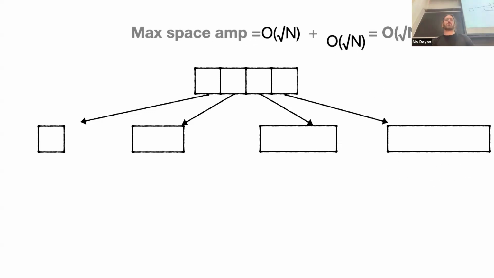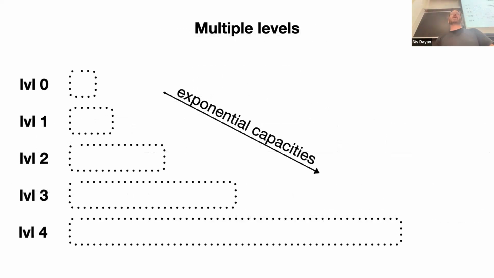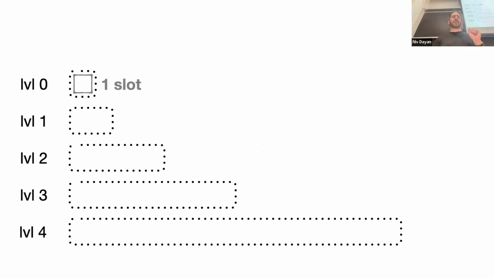Okay, let's actually see what this looks like in practice. So there's a promise, there are the challenges. Here's the actual construction. We're gonna have multiple levels, but these levels are gonna be conceptual, and these levels are gonna be exponentially increasing. Each one of these levels will allow you to store multiple data blocks, and we're going to see exactly how. Let's say level 0 always stores an array with 1 slot.